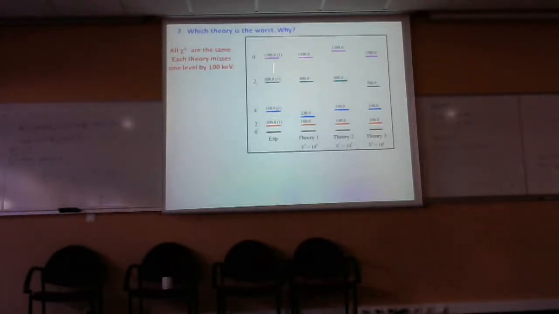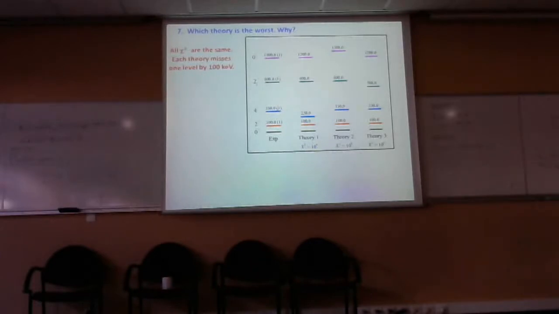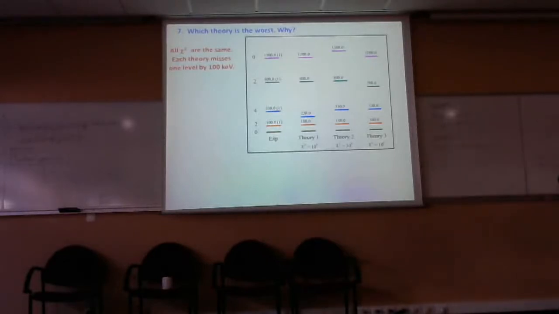It's not exactly a proportionality to the energy. It's not just the fact that these energies are 4 times higher. It's that, you can see, this is a rotational nucleus. These are simply rotational excitation energies, and a theory should be able to get those to within a few kilovolts. To miss the structure completely means the theory is just absolutely wrong.